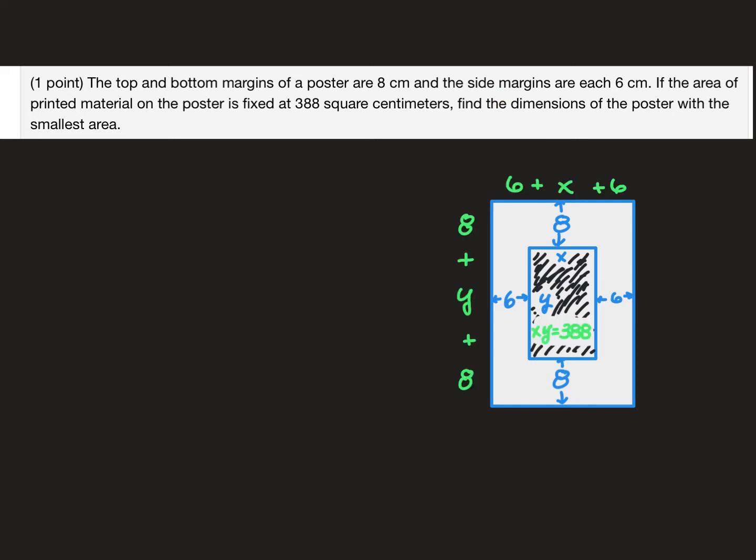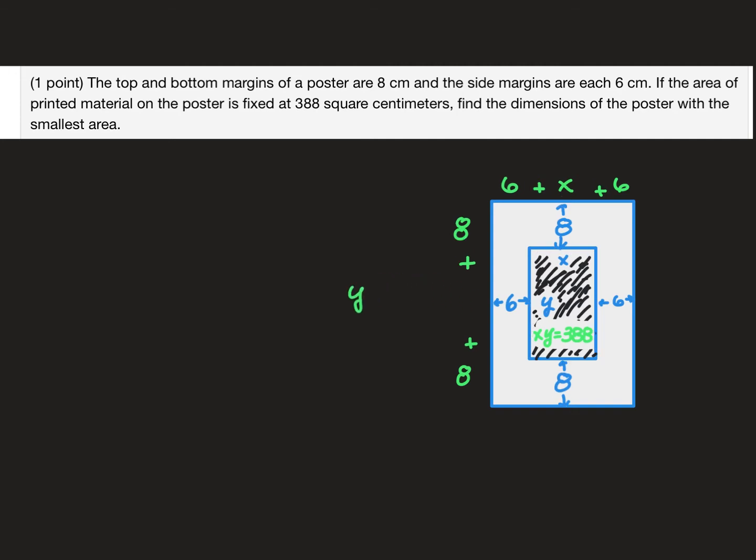All right, so the left side of the poster would be y, and then you have to add 8 for the top and 8 for the bottom. And then the width is going to be x here, and then you have to add 6 for this side on the left and 6 for this side on the right. And we're told that the area of the printed material of the poster is 388 square centimeters, so x times y is 388.